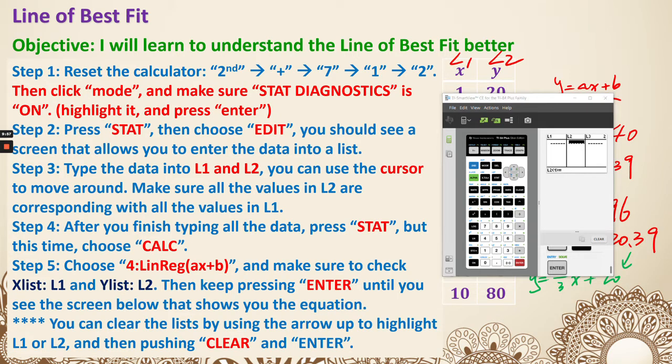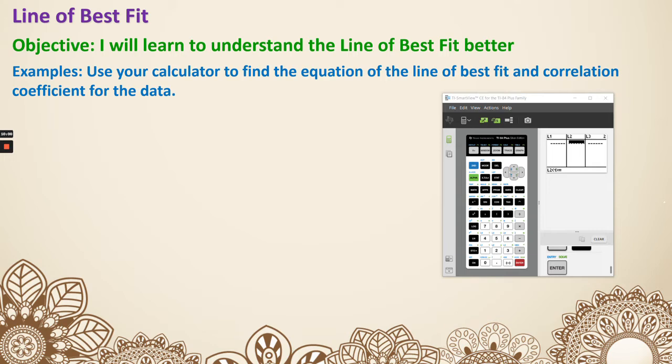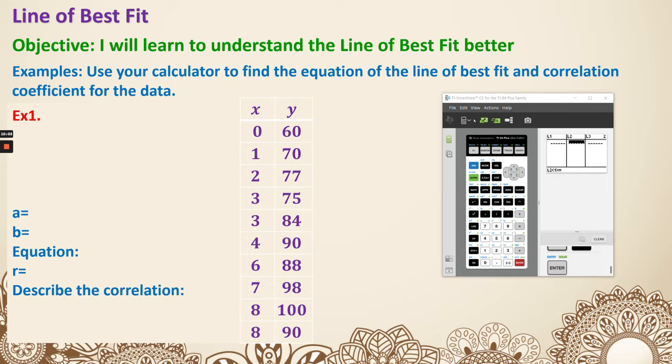Now let's move to some examples. Example 1. Let's type in the data. Since we're already in the list, I'm just going to start typing. I need to type in my x under L1. So I have 0, and then 1, 2, 3, 3, 4, 6, 7, 8, and 8. Moving on to L2. I have 60, 70, 77, 75, 84, 90, 88, 98, 100, and the last one, 90.